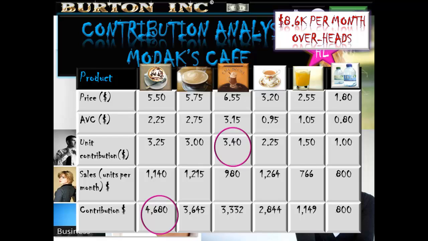Unit contribution, you sometimes hear the terminology high margin and low margin goods. If the unit contribution is high, this is a high margin of profitability to the firm. If the unit contribution is low, it's a low margin.